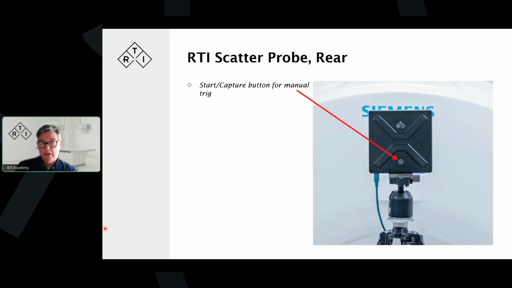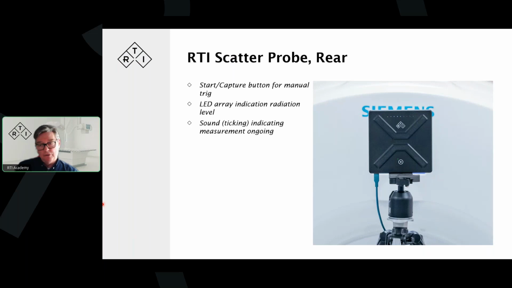Then you have a button on the rear, which is for start and for capture of the data. There's an LED array that indicates the radiation level at the back as well. And there is a possibility to set limits. So you will have a red LED lighting up when you reach the limit that you define as the maximum for the radiation.